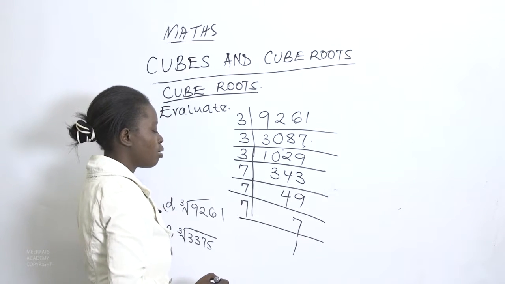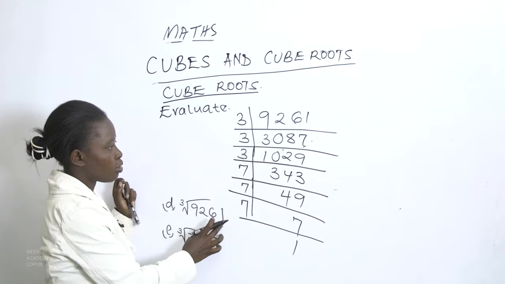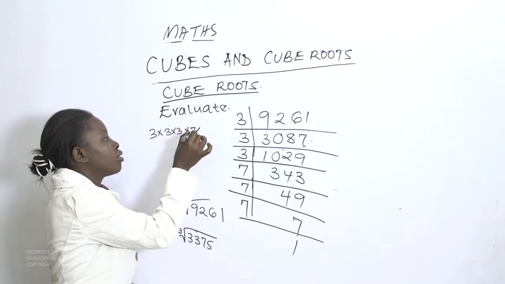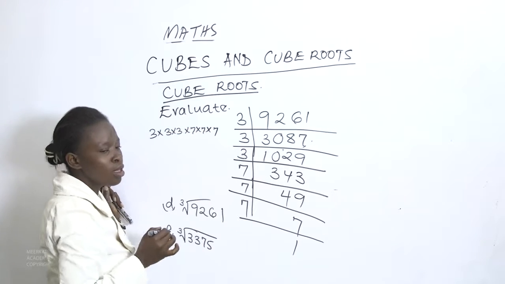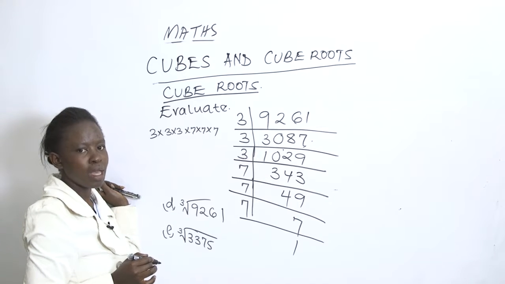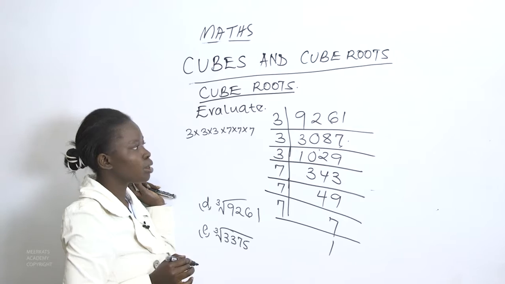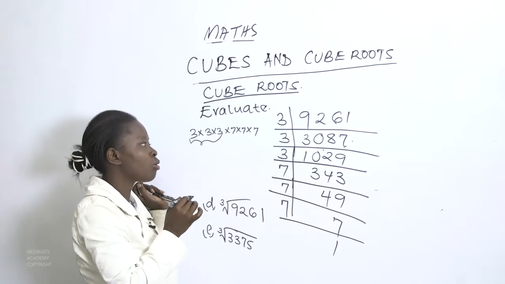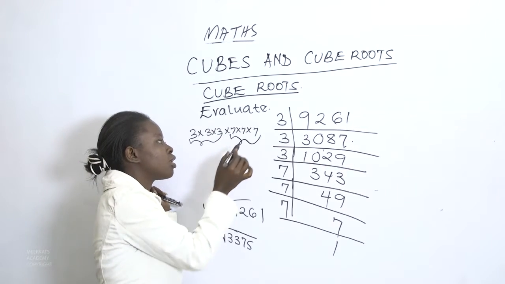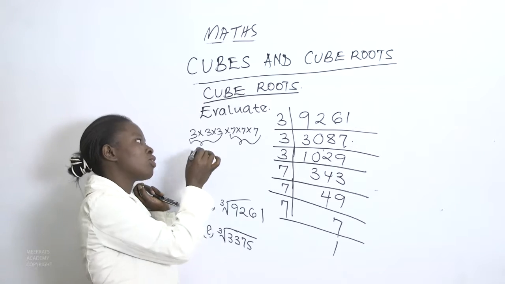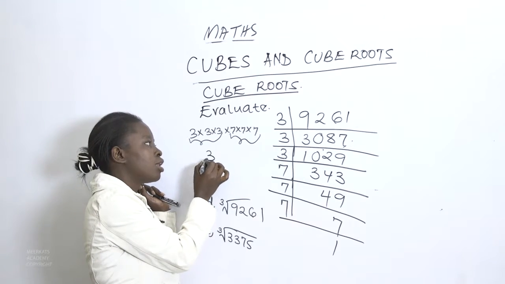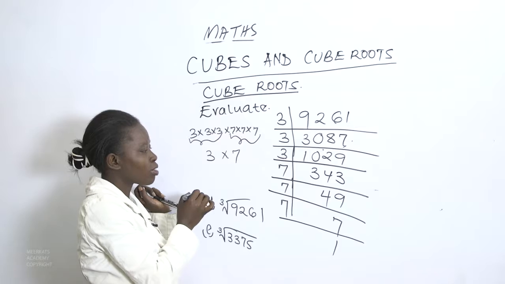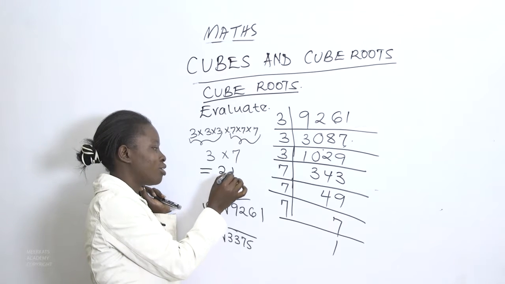So the prime factors making up 9,261 is 3 times 3 times 3 times 7 times 7 times 7. So we are getting the cube root, meaning I have to get them in groups of 3. My first group of the number repeating its multiplication 3 times is 3 times 3 times 3. Then I have 7 times 7 times 7. So in this case, my cube root will be 3. The next case, my cube root will be 7. So I have 3 times 7, which gives us 21.